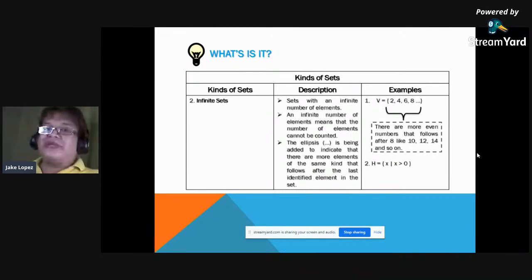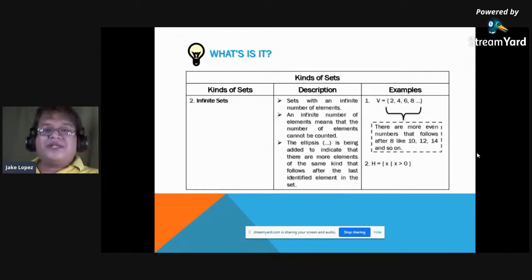Okay. So number 2 is infinite set. So una ay finite set. Number 2 is the infinite set. So the sets with an infinite number of elements. Ano ibig sabihin ng infinite? Meaning ay continuous or hindi natatapos. So infinity, di ba? So an infinite number of elements means that the number of elements cannot be counted. Ibig sabihin, hindi natin kayang i-count lahat dahil marami sila.